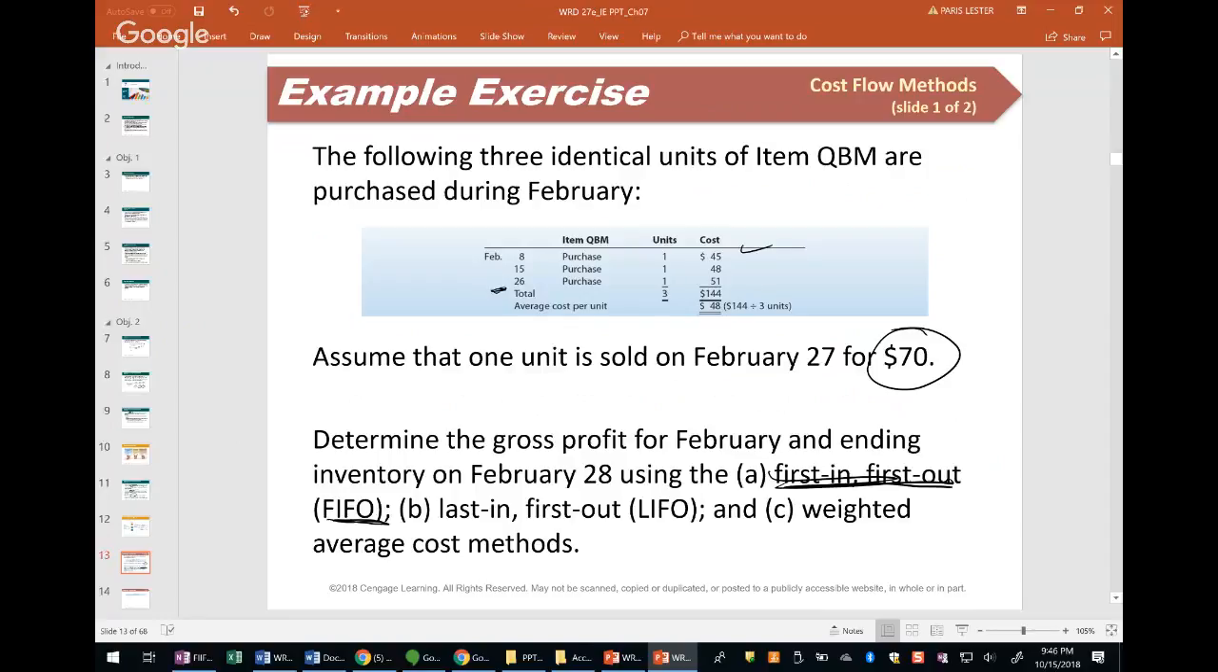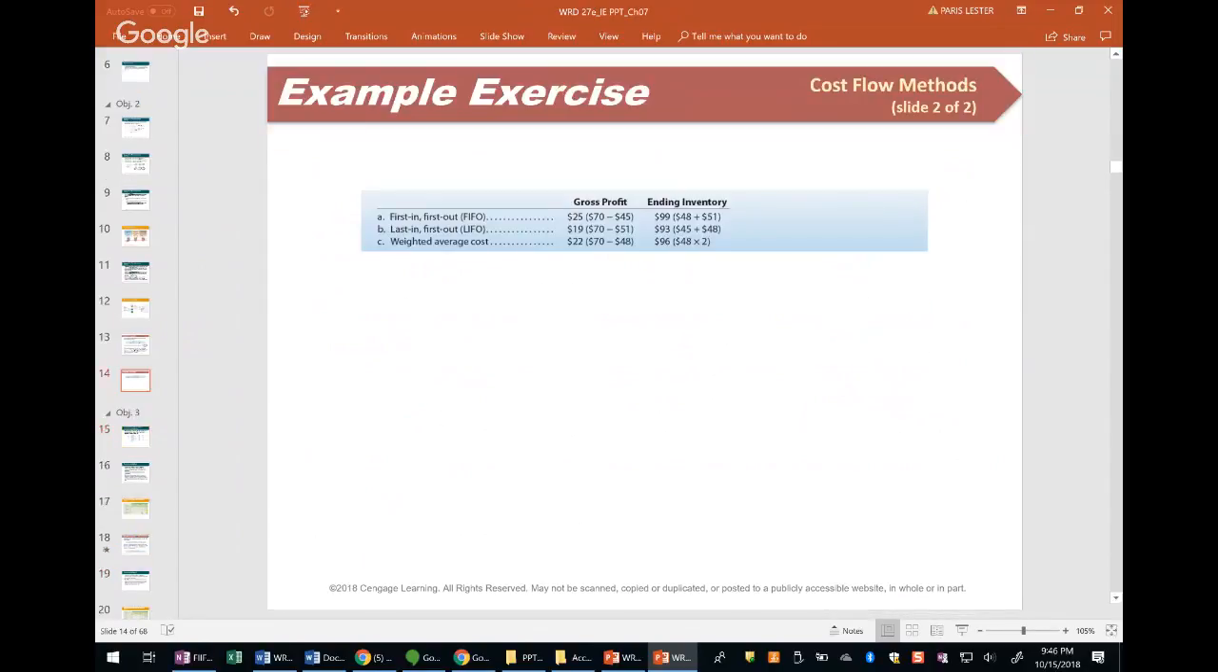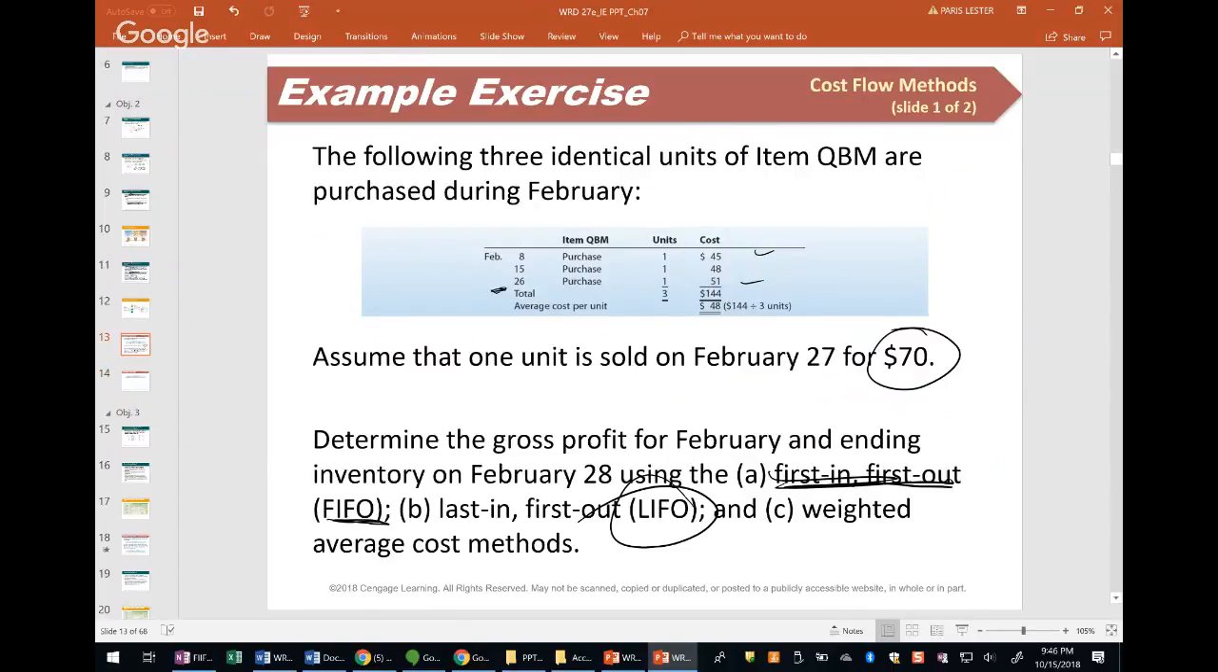Okay. Now, which unit did we sell, assuming LIFO? Okay, Ryan's already got that in hand. What about the 27th? Wouldn't that be the last one we sold? We said we sold one on the 27th for $70. All right, we're going to sell it at 70, no matter what method we use. But how much profit we have on that 70 is a different story.